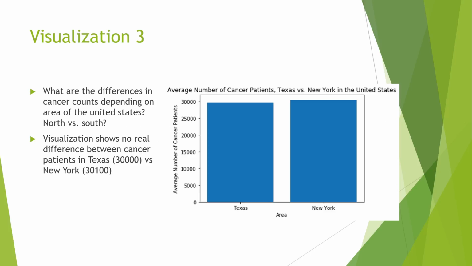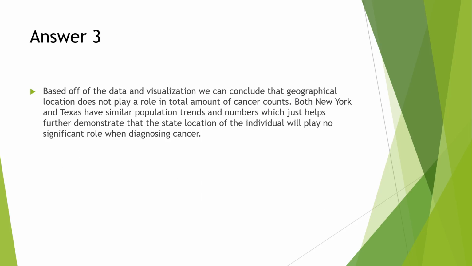So for our third visualization, we're asking what are the differences in cancer counts depending on area of the United States, North versus South. The visualization shows no real difference between cancer patients in Texas, 30,000, versus New York, 30,100. So based off of this data and the visualization, we can conclude that geographical location does not play a significant role in total amount of cancer counts. Both New York and Texas have similar population trends and numbers, which further demonstrates that the state location of the individual will play no significant role when diagnosing cancer.